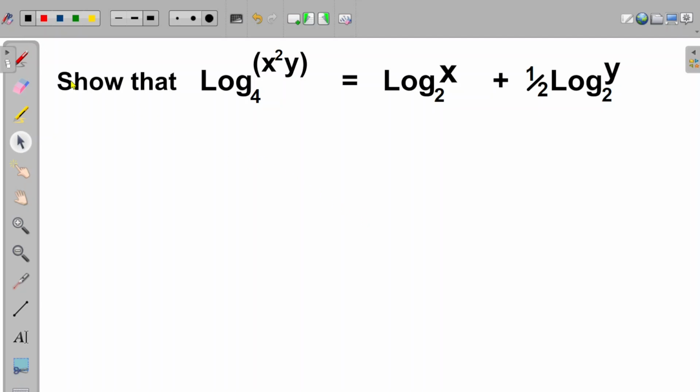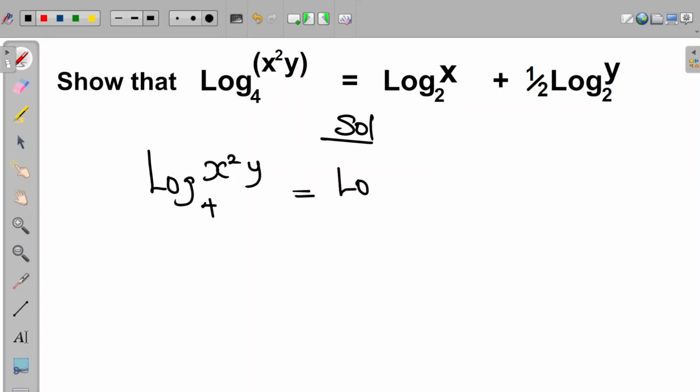In this video, we are asked to show that log of x squared multiplied by y in base 4 is equal to log x in base 2 plus half of log y in base 2. So we have that log of x squared multiplied by y in base 4 is equal to log x in base 2 plus 1 divided by 2 log y in base 2.